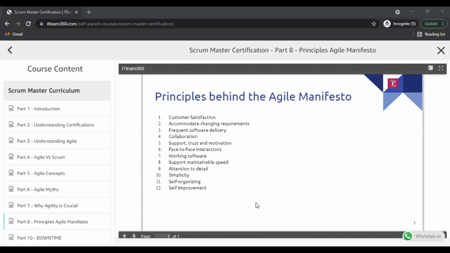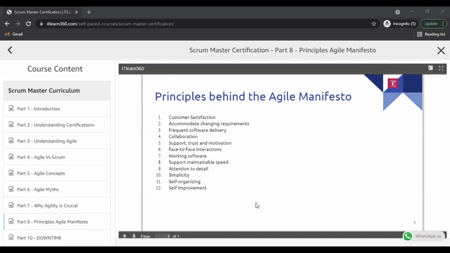Principles behind the Agile Manifesto. So here are the important 12 principles, and let me read and explain them one by one. The first and foremost principle behind the Agile Manifesto is customer satisfaction. All right. So customer satisfaction is a really, really important principle behind the manifesto.